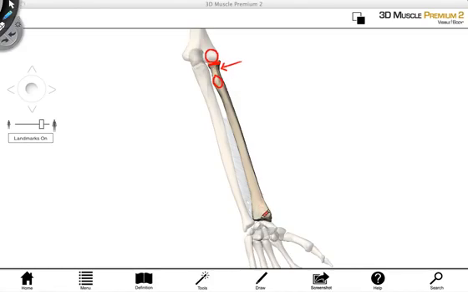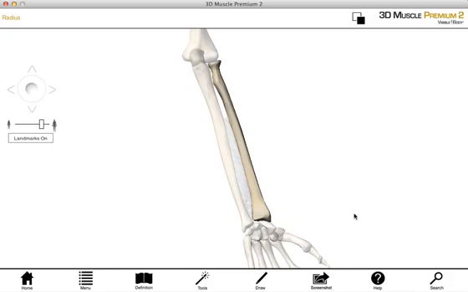The distal end of the radius is wider than the proximal end, and at this distal end here we find the styloid process, this pointy projection here. And we also find the ulnar notch, which is where the ulna articulates with the radius.